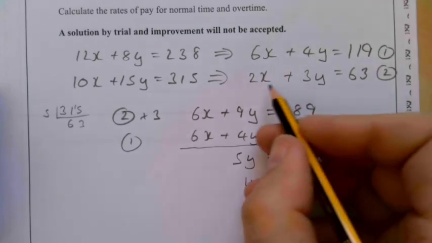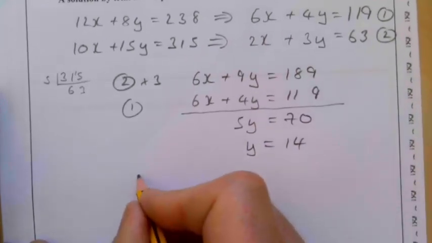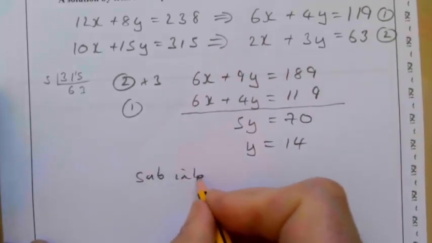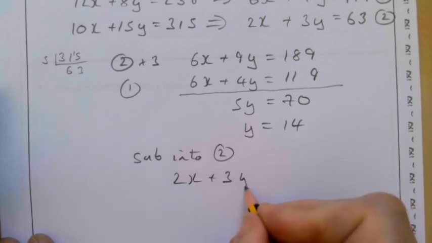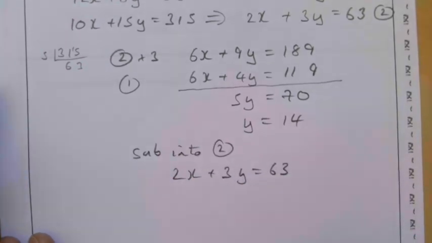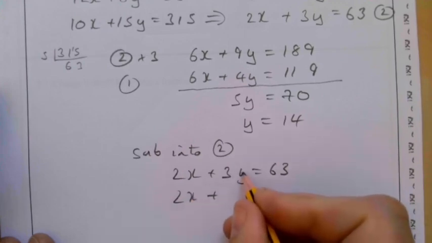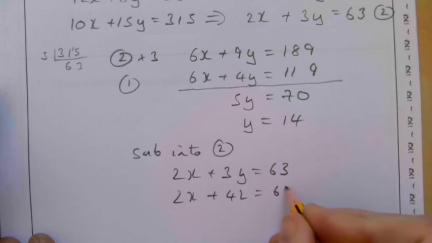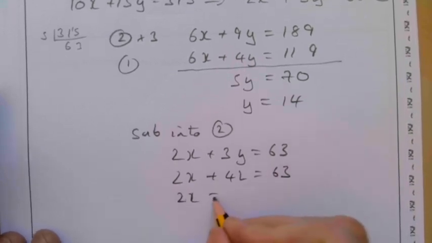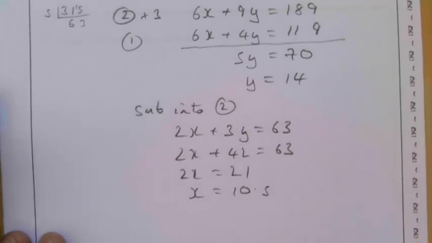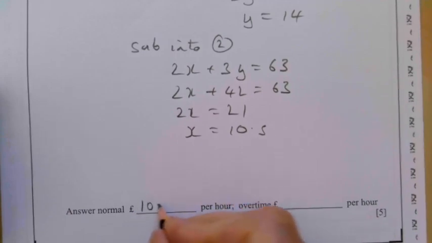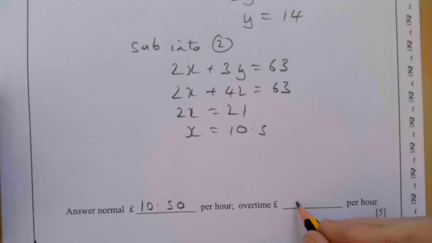Substitute this into anything. The easiest one really looking there is equation 2. So substitute back into number 2: 2x plus 3y is 63. 2x plus 3 times 14, which is 42, is 63. 2x, 63 take away 42 is 21. So x then is 10.5. x was my normal time, so it's £10.50, and then my overtime, y, was 14.